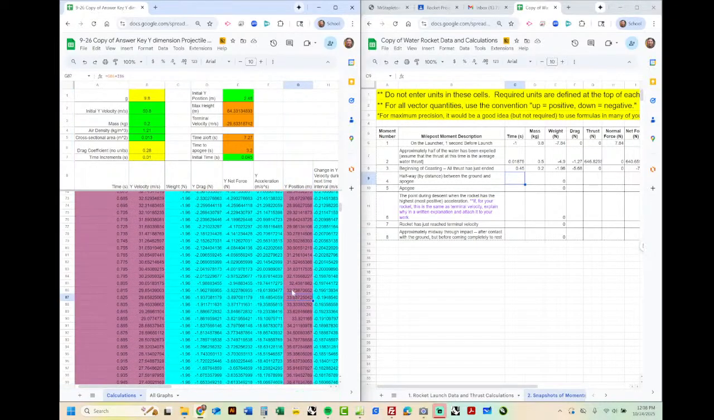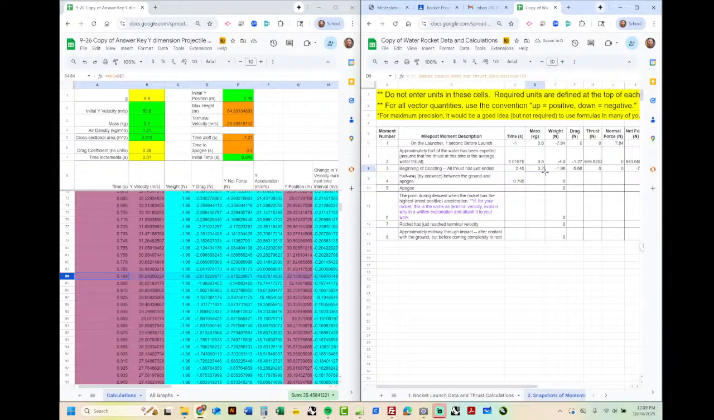Right here. Okay, so right there, row 84. All that information in row 84 is telling me about the point that's halfway to apogee. So the time, 0.795. 0.795 is how many seconds. The mass is still going to be 0.2.